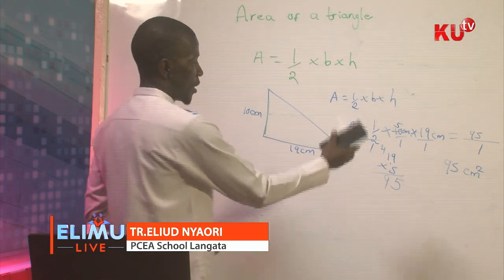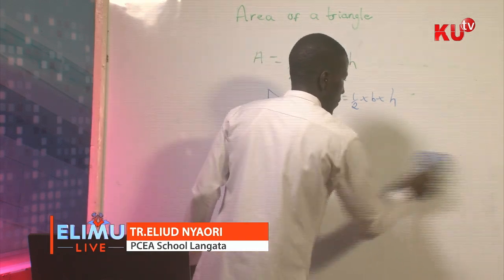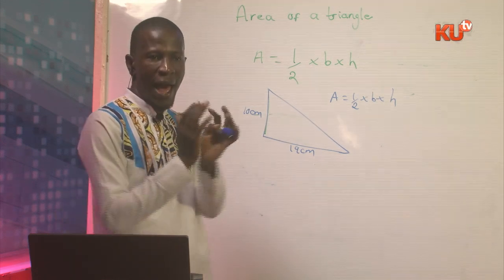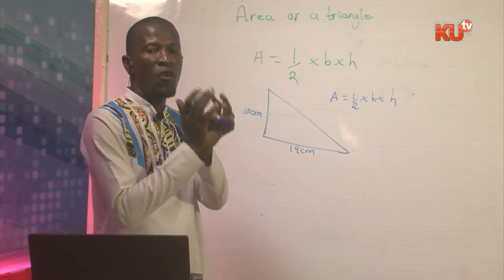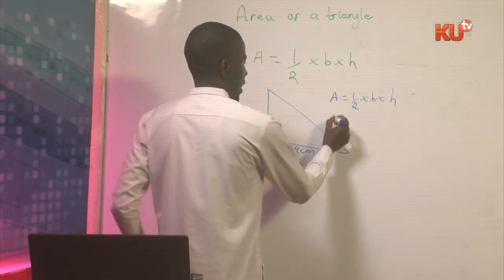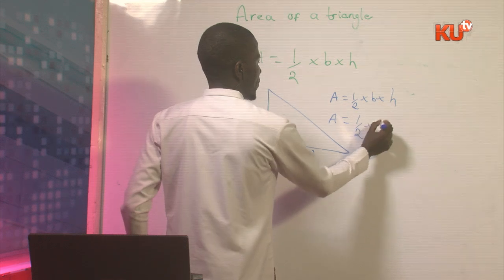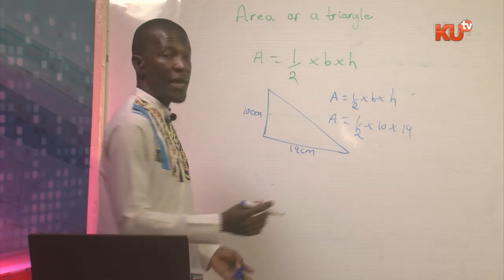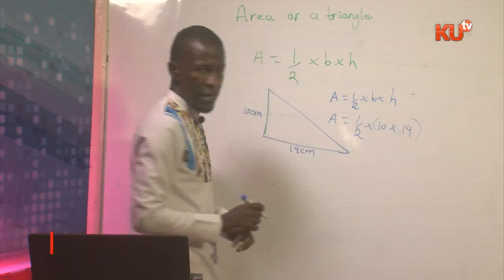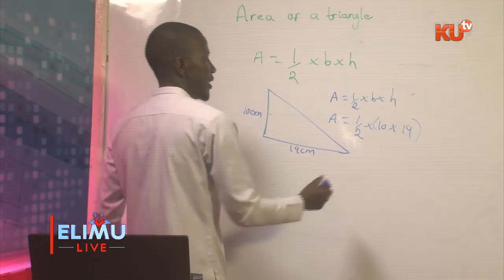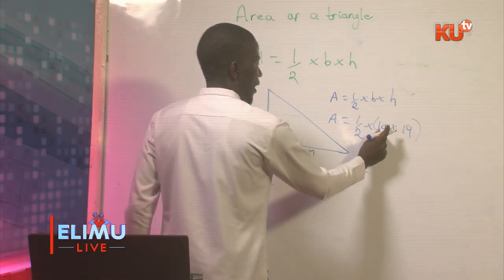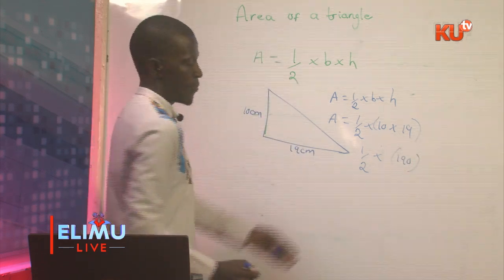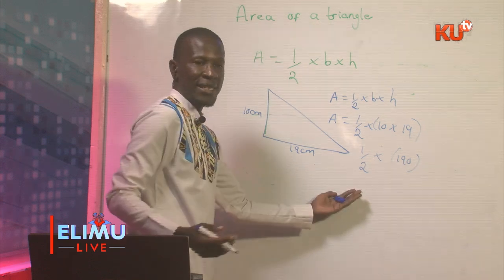The second way of solving this question is by working out the base, multiply by the height, then after that you get a half of your answer. That is A is equal to a half times base, which is 10, times height, which is 19. So you put the base and the height into brackets like this. Then you multiply 10 times 19, which is 190. Then you break the bracket by multiplying it with what is outside, that is a half.